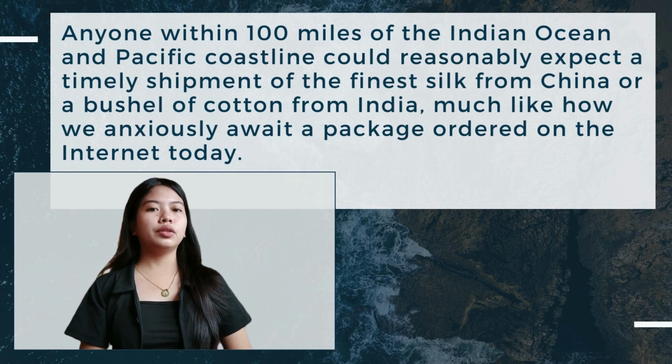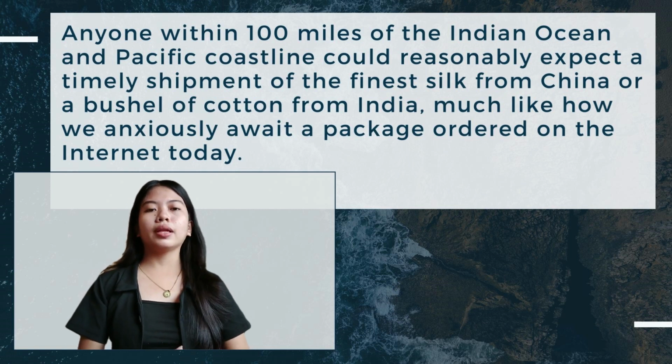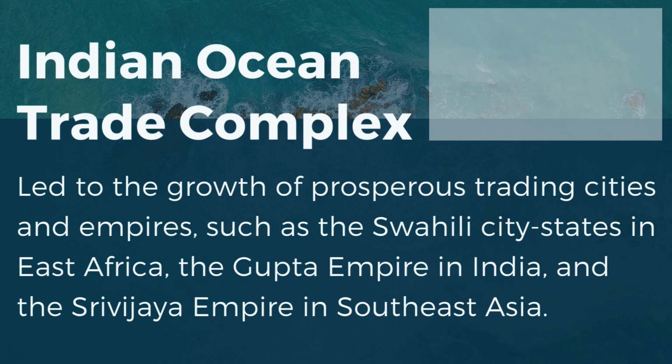The Indian Ocean trade routes were instrumental in facilitating extensive trade, cultural exchange, and played a crucial role in shaping the economic and cultural landscape of different regions. The trade complex had a significant impact on the economies, cultures, and societies of the regions involved. It led to the growth of prosperous trading cities and empires, such as the Swahili city-states in East Africa, the Gupta Empire in India, and the Sri Vijaya Empire in Southeast Asia.